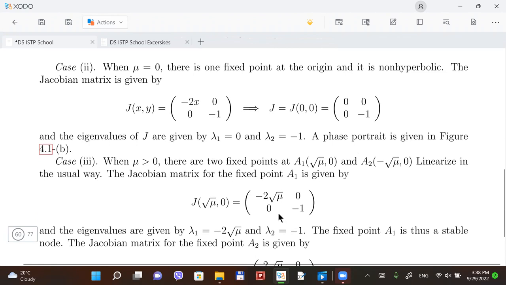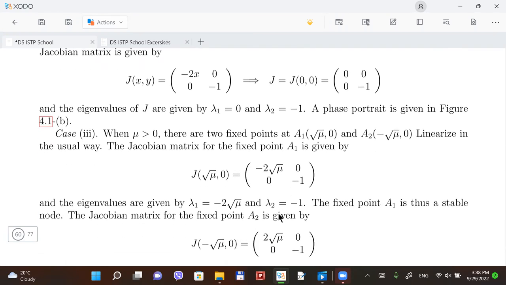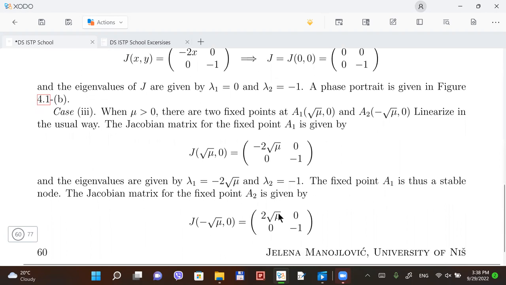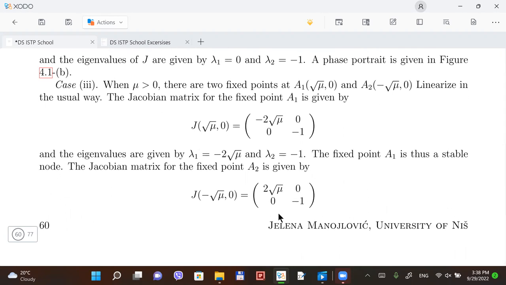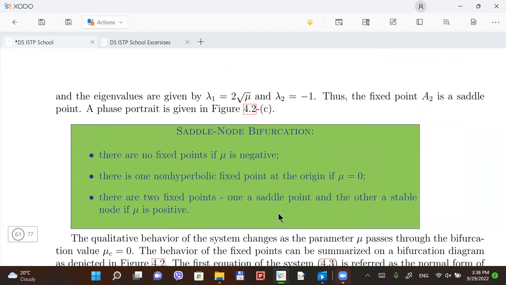So in the case mu is greater than zero, we have two symmetric fixed points, and by the linearization and usual technique we plot the eigenvalues. Of course, here you already have a diagonalized, canonical form, so you know the eigenvalues. These are the numbers on the main diagonal, so you don't have to calculate almost anything. So one fixed point is a stable node, and another fixed point is a saddle point. So the saddle-node bifurcation, considering the number of fixed points: if mu is negative, none.